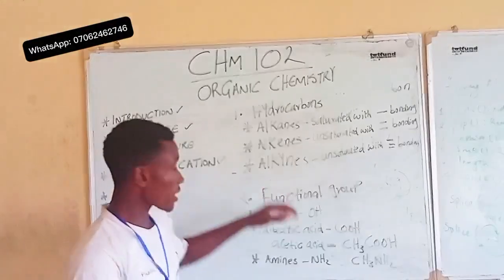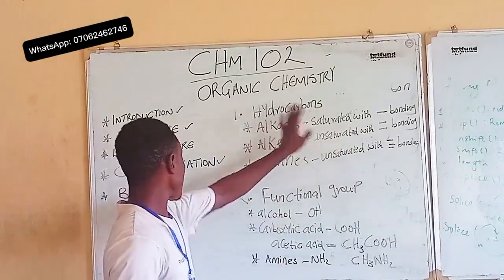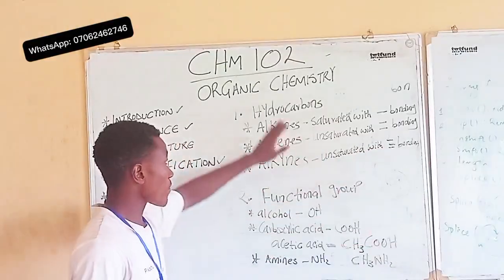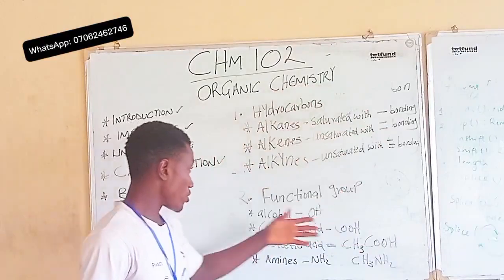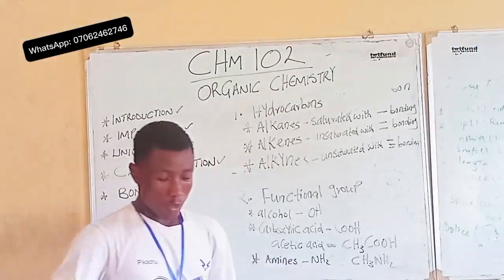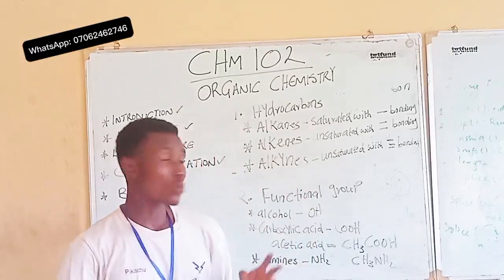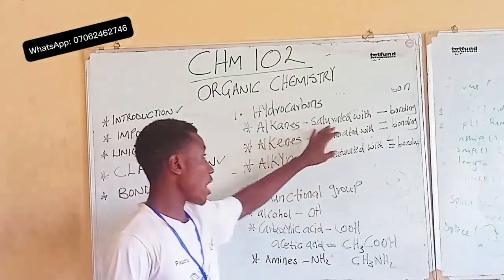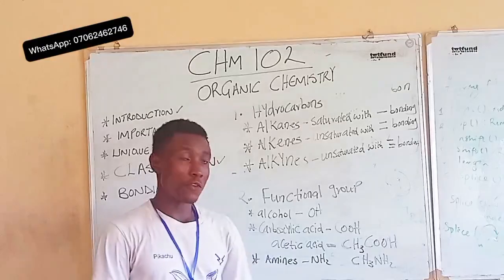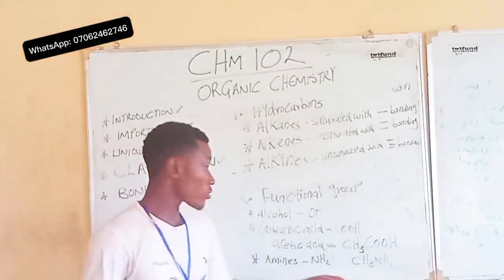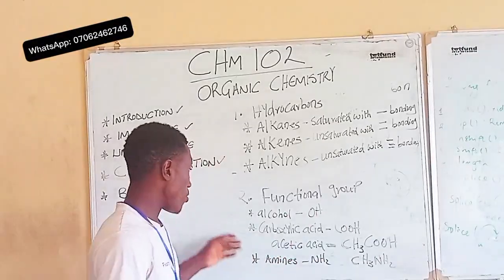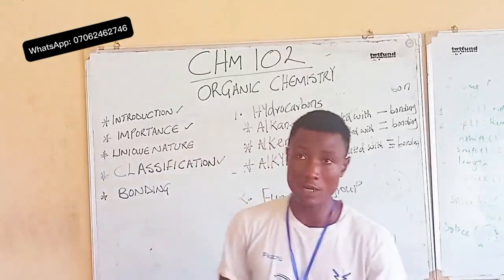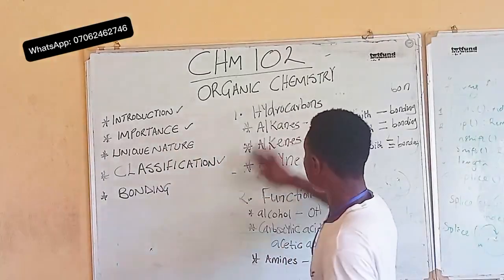So this is just it when it comes to the classification of carbon compounds. We have the classification into hydrocarbons and their functional groups. Where in the hydrocarbons we have the alkanes, the alkenes and the alkynes, and in the functional groups we have alcohol, carboxylic acid, amines, esters, and the rest. So let's go on to the last one.